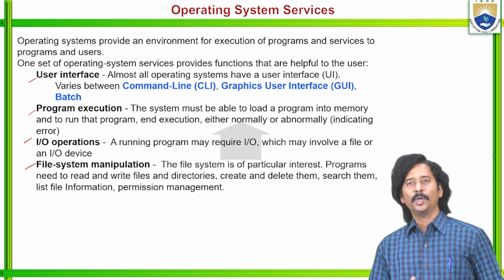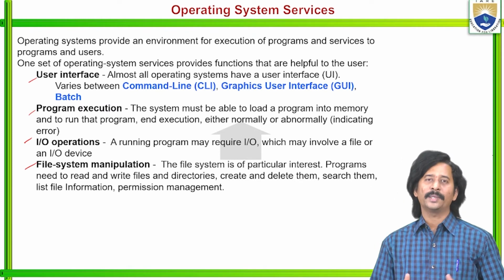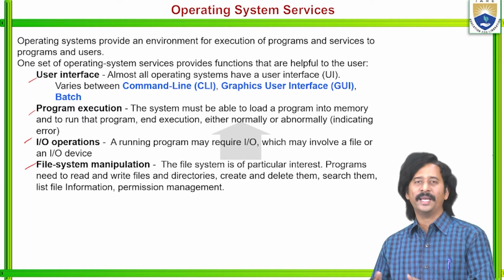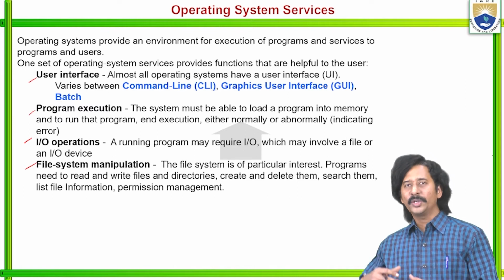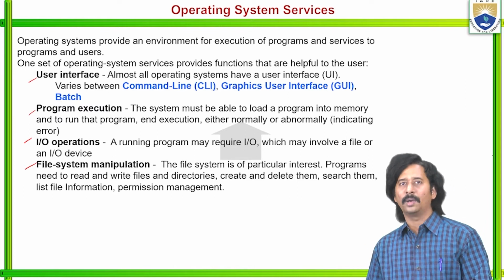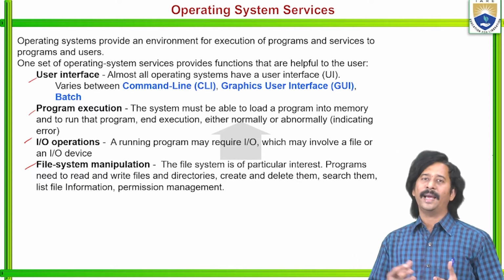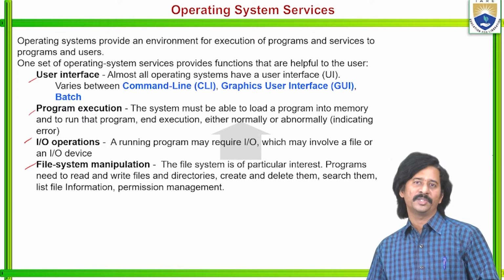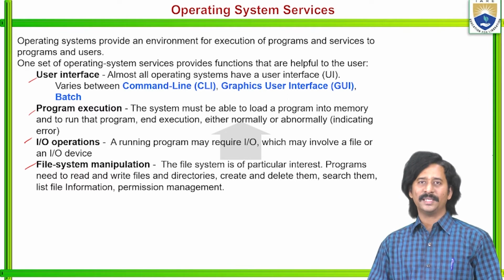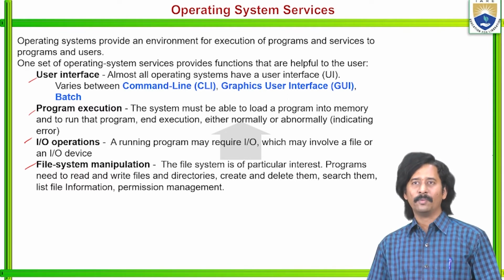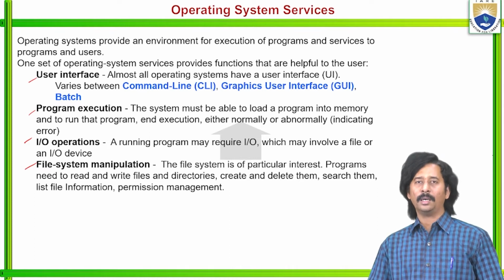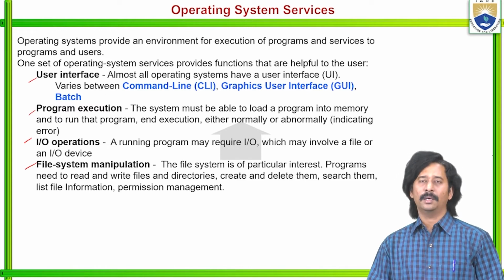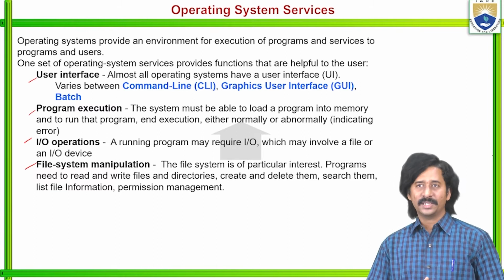Then the third one, input output operations. Any particular program may need some input or output. In any application, the execution may involve communicating with either a file or an I/O device. So this is another service provided by the operating system: input output operations. It specifies that any running program which requires input or output may involve a file or an input output device.